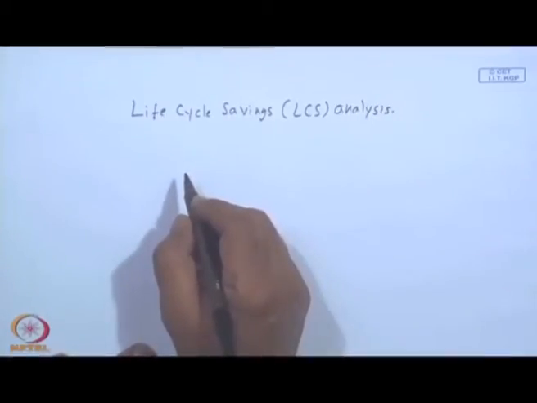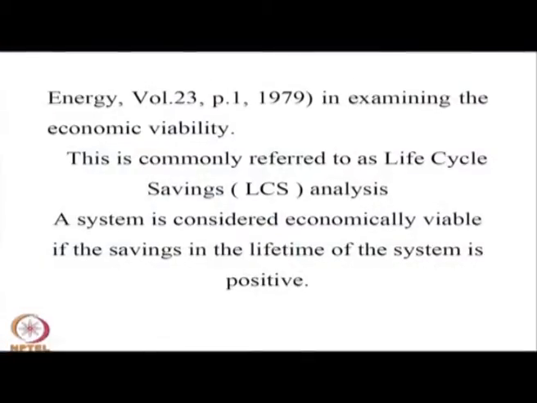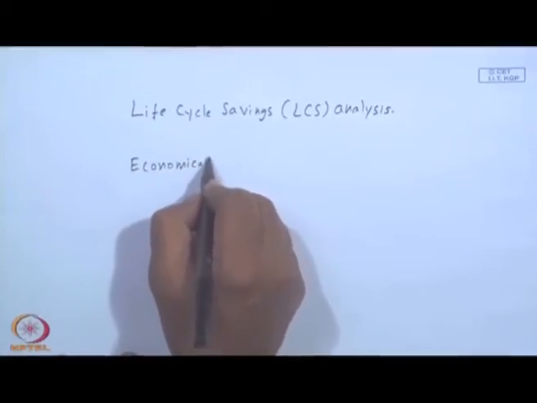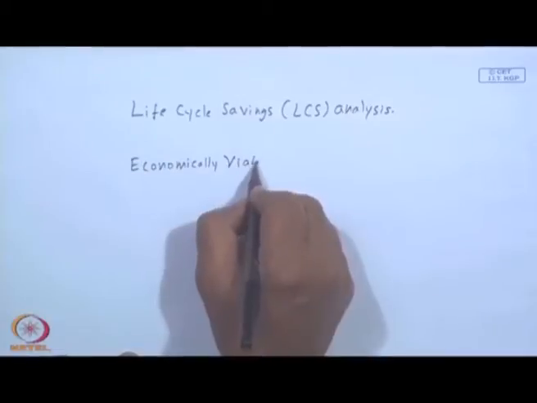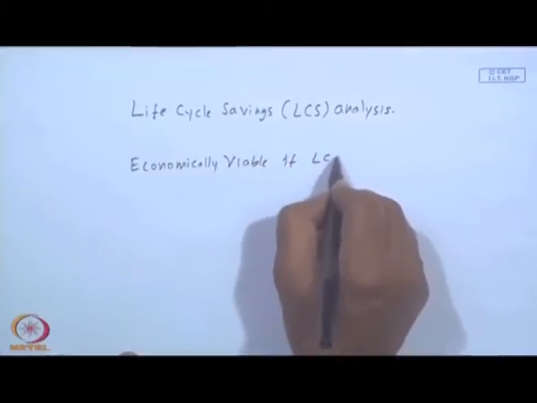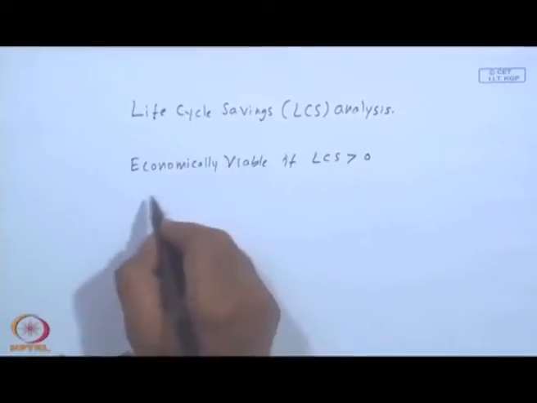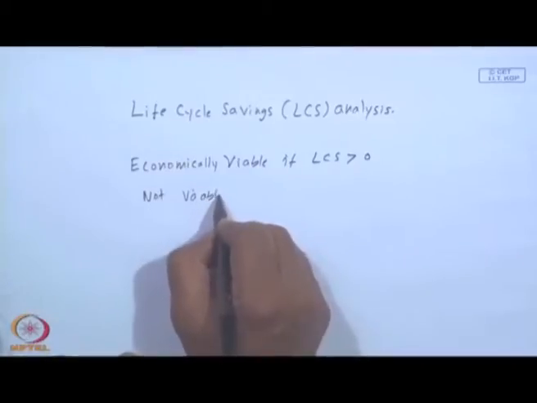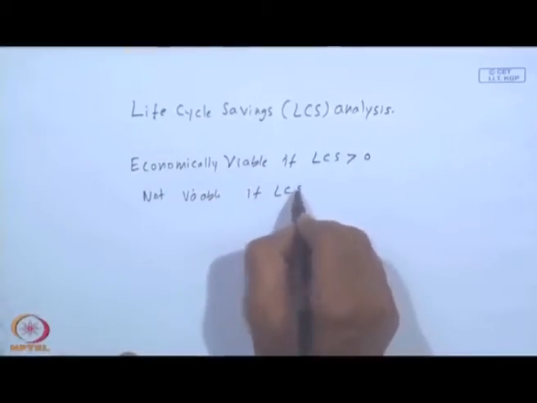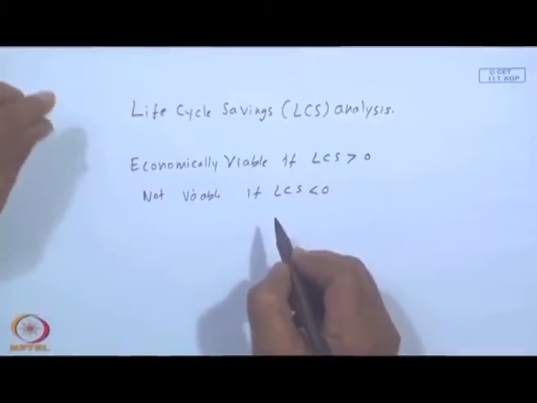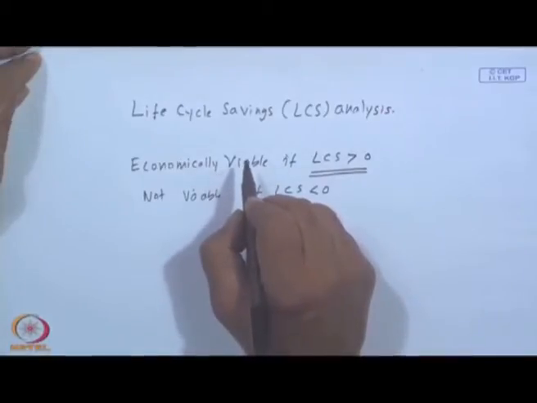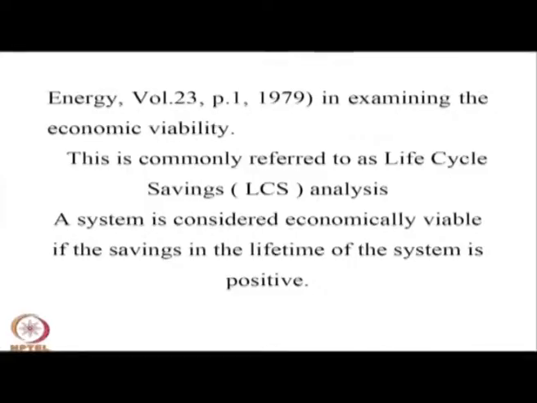And of course, as we had pointed out earlier, a system is considered economically viable if LCS is positive and not viable if LCS is negative. So, if you maximize the life cycle savings, in the sense that it is positive, it will lead to some sort of an optimum configuration for the system under consideration.